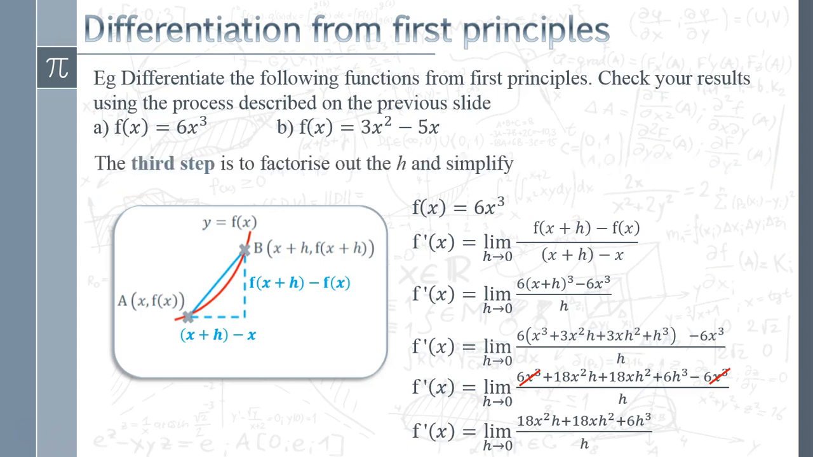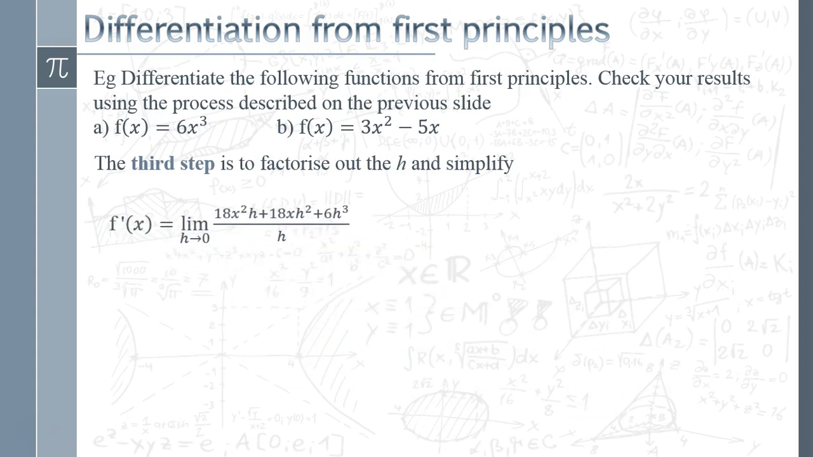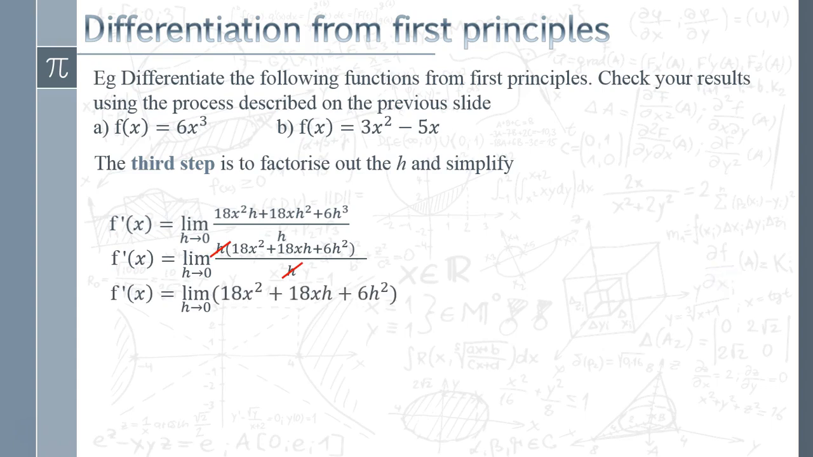Next step is to deal with the h. So again, what we're going to do is factorize the h's on the top and then cancel out against those on the bottom. I'm just going to clear the screen and create a bit of space for myself. Here we go. Factorize, take the h out of all those terms on the top, do the cancelling, and we end up with that. So that's what we're up to so far.